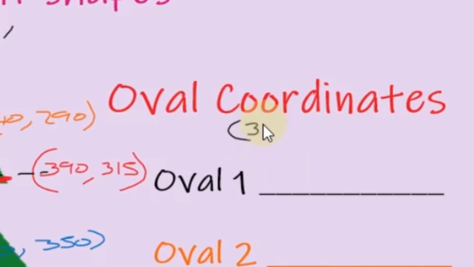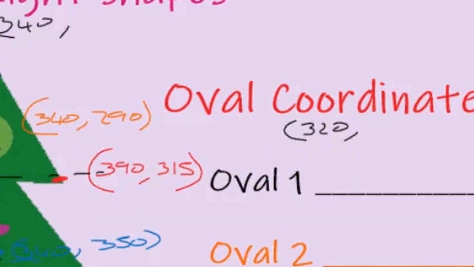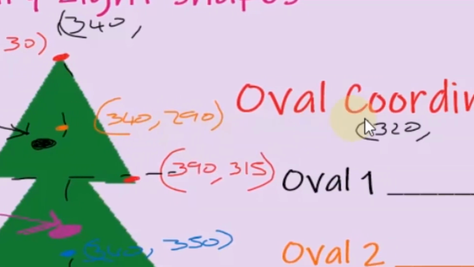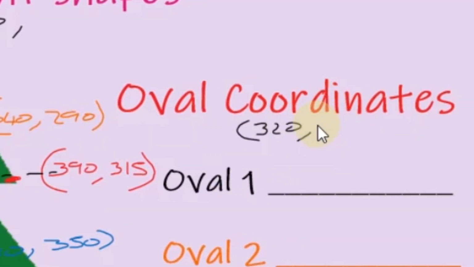So 320. And on the height, it's maybe 270. Let's go for 270 and see what happens there. Now we'll make this one, so that's the first 2 coordinates. Let's put the end 2 coordinates in here as well.